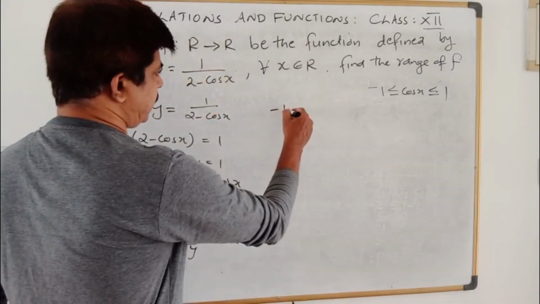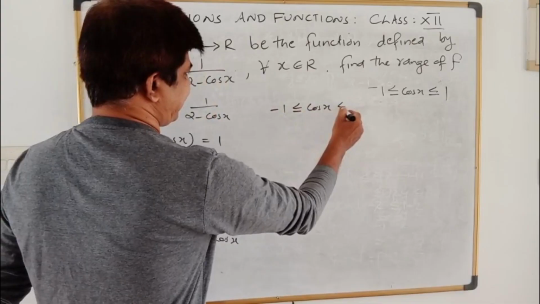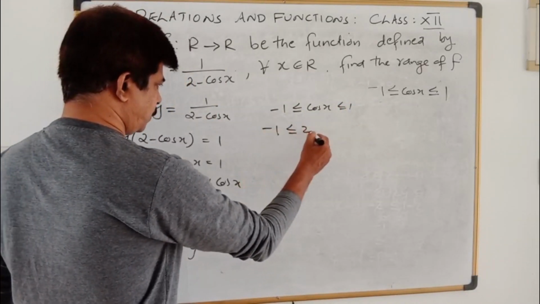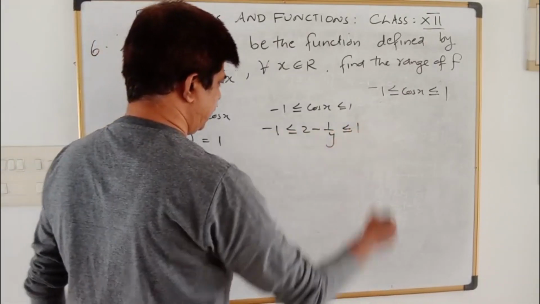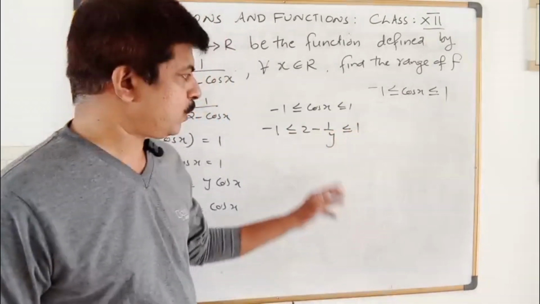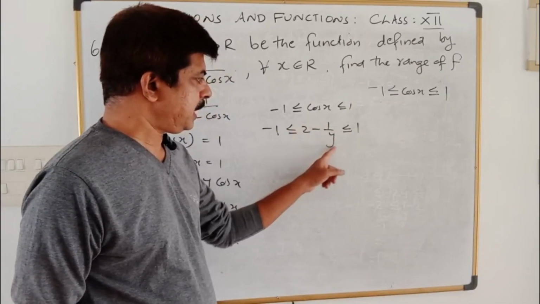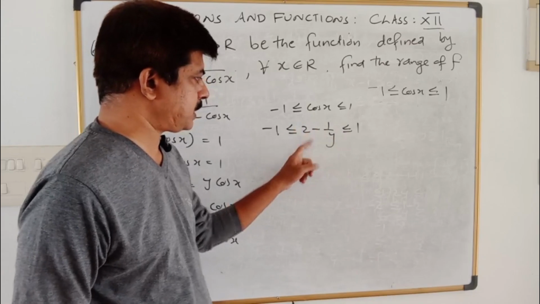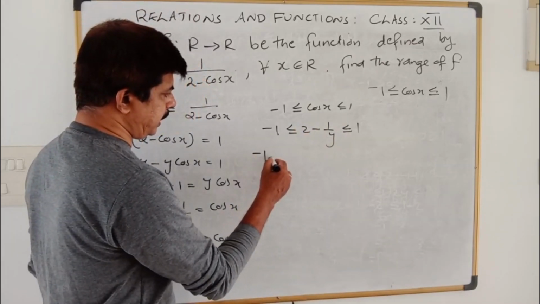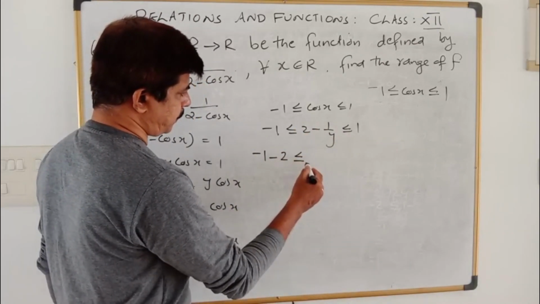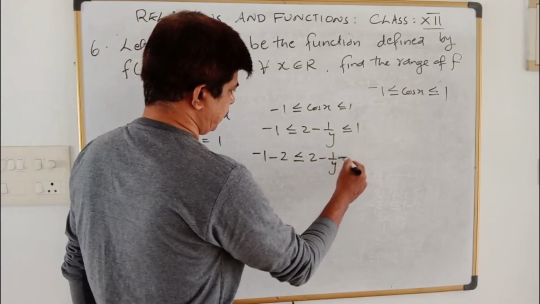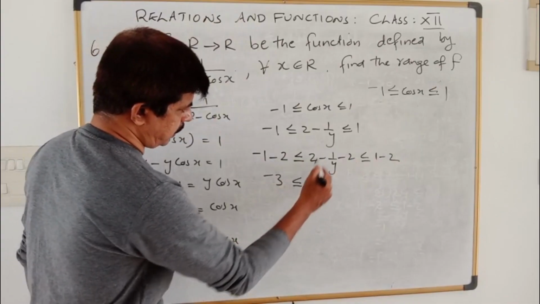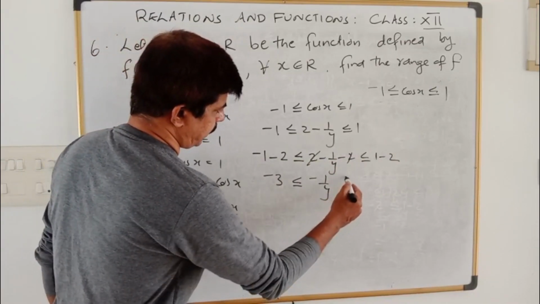So we substitute here: cos x is less than or equal to 1, so cos x can be substituted by 2 minus 1 by y, minus 1 less than or equal to 2 minus 1 by y less than or equal to 1. We are going to find the range, so in the middle term there should be only y. We should express it in y itself. So we have to remove this 2 first. How will you remove this 2? Subtract 2 from each term. So it becomes minus 3 less than or equal to, 2 is cancelled, minus 1 by y.